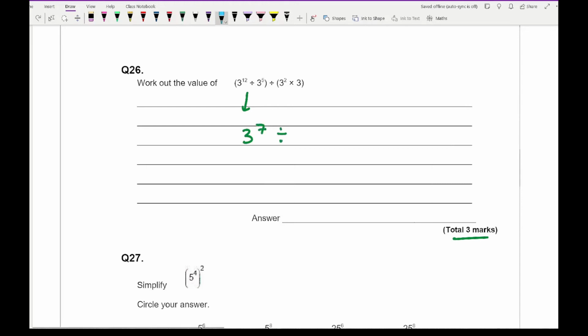And then I've got a dividing. And then if I look at this bracket, that's 3 to the power of 1, so it's going to be just 3. And then I take away the powers, so it's going to be 3 to the power of 6. Actually, no, it's not. Oh, that should be a 3 there. Apologies. 3 to the power of 4.